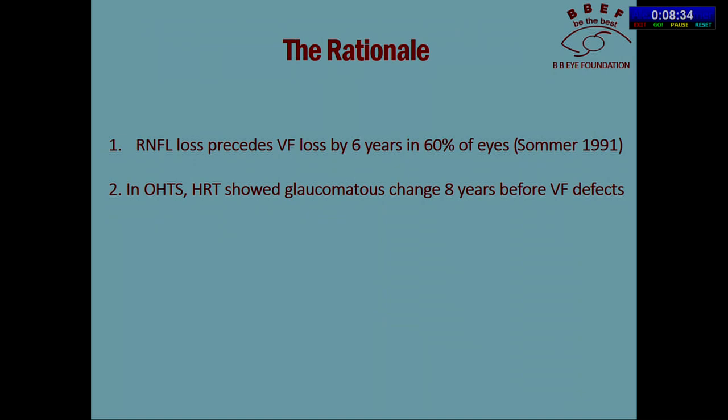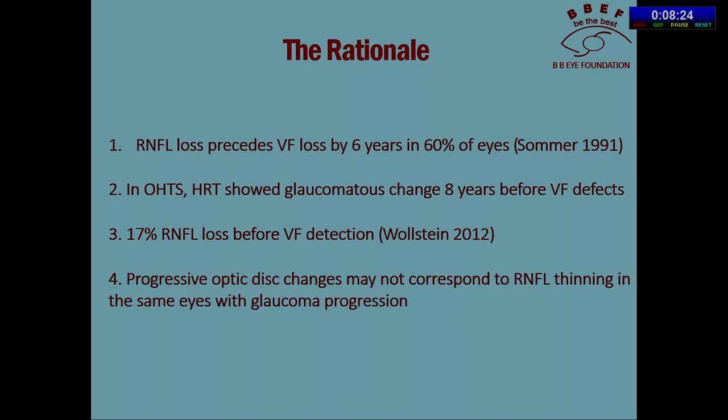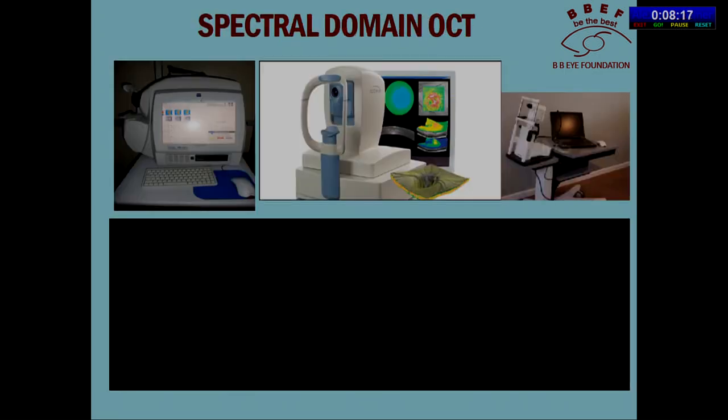In the OAT study, HRT showed the glaucoma changes 8 years before the visual field, with 17% retinal nerve fiber loss before visual field detection. Progressive optic disc changes may not correspond to the RNFL thickening in the same way with glaucoma progression also. So what next? Next is OCT.